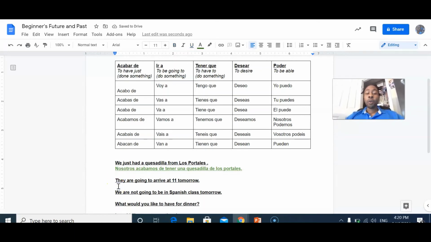So they are going to arrive at 11 tomorrow. This time we're talking about to be going to. So it's not acabar today. We need ir a. So we're going to conjugate ir a for they. We get van a. We want to be careful when we use a third or sixth person in our conjugations because it's not very clear who they are. In our original sentence, it isn't either. So we're going to continue on. Van a llegar a las 11 mañana.